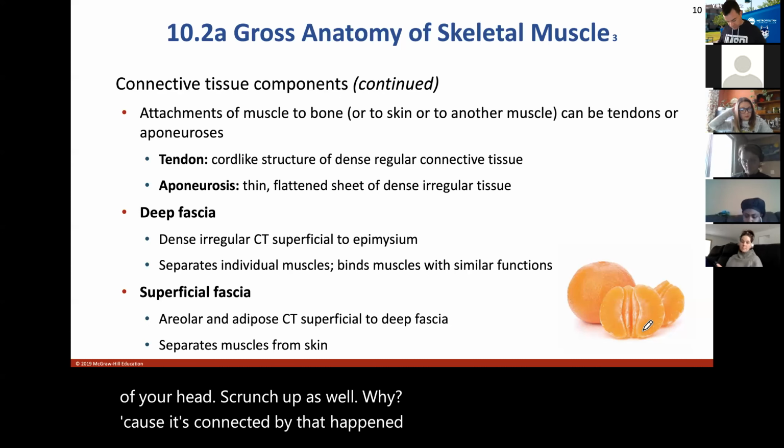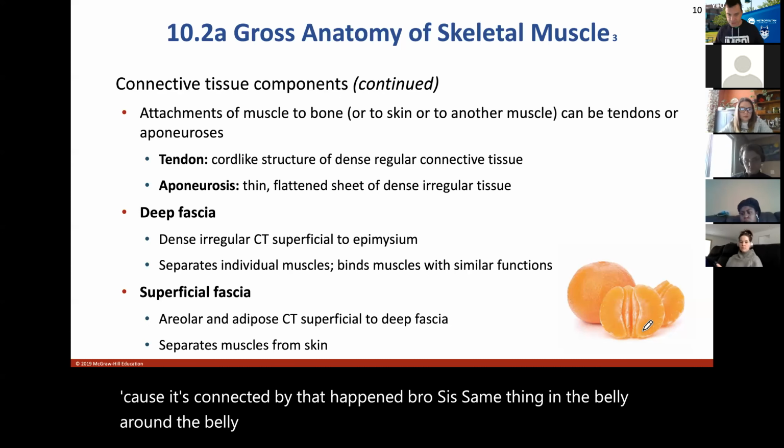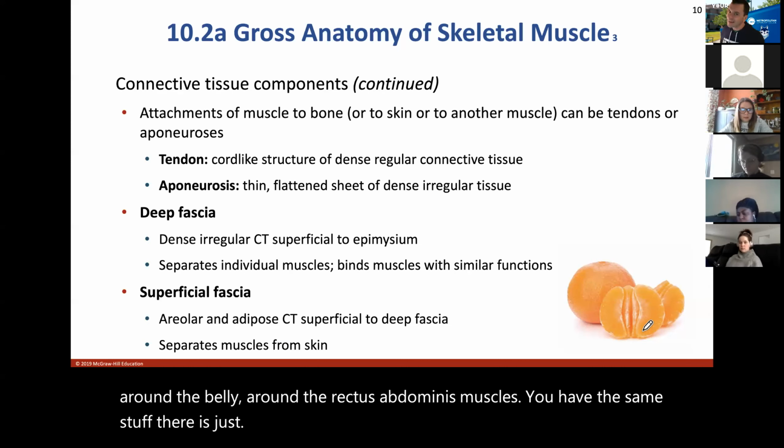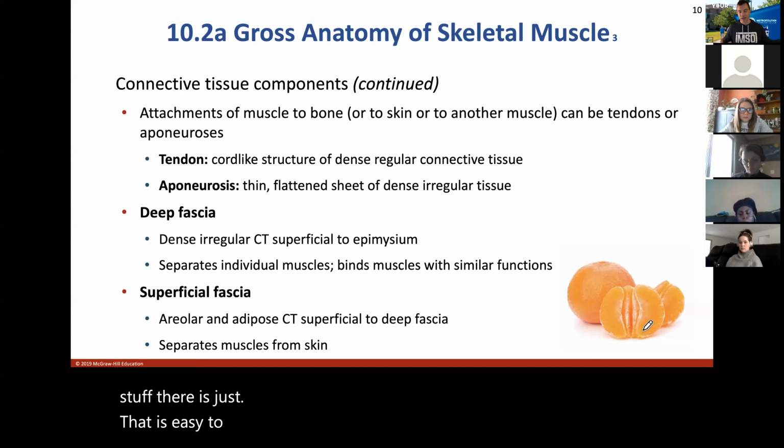Same thing in the belly, around the rectus abdominis muscles. You have the same stuff there. It's just not as easy to flex those abs to get other abs to move and feel it, right?